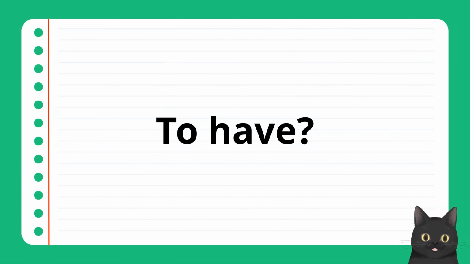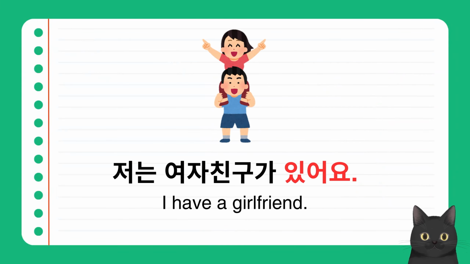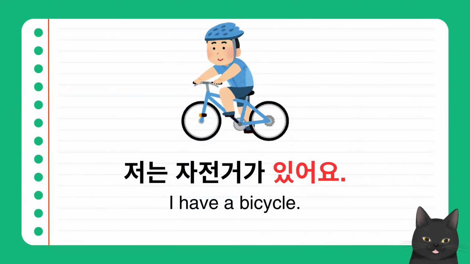Lastly, let's talk about the second meaning of 있다. It can also simply mean to have in English. 저는 여자친구가 있어요. I have a girlfriend. Literally, it means that I have a girlfriend. 저는 자전거가 있어요. I have a bicycle.